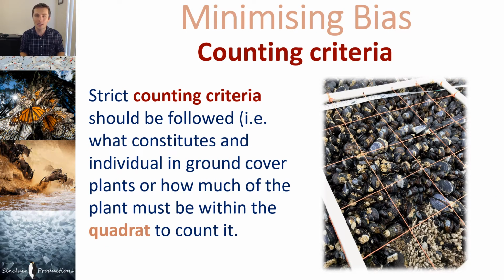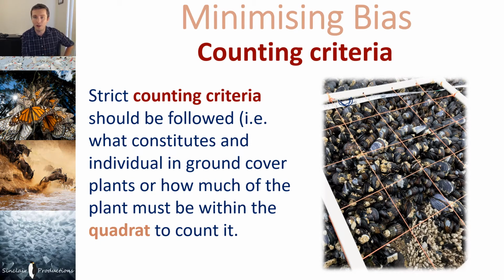Strict counting criteria also needs to be applied and followed, i.e. what constitutes an individual in ground cover plants, or how much of a plant must be within the quadrat to count it. So before you actually start, you need to have set out in your own mind, in your group's mind, what counting criteria are we going to do. Say, for example, here you're counting some of these mussels on the rocky shore, and you have a mussel that's just slightly in here. Are you going to count that, or does it need to be a whole mussel? Do you see, by having a strict counting criteria, it can help eliminate bias?